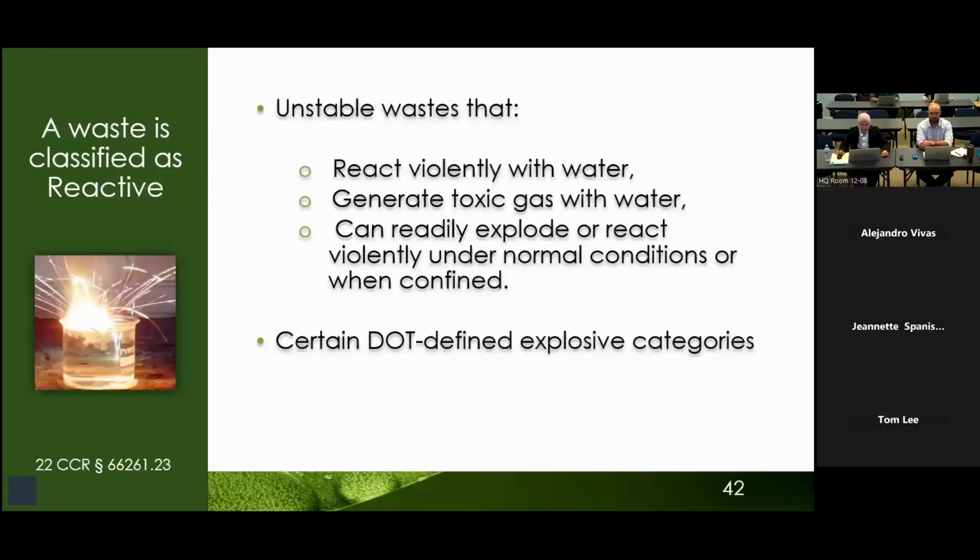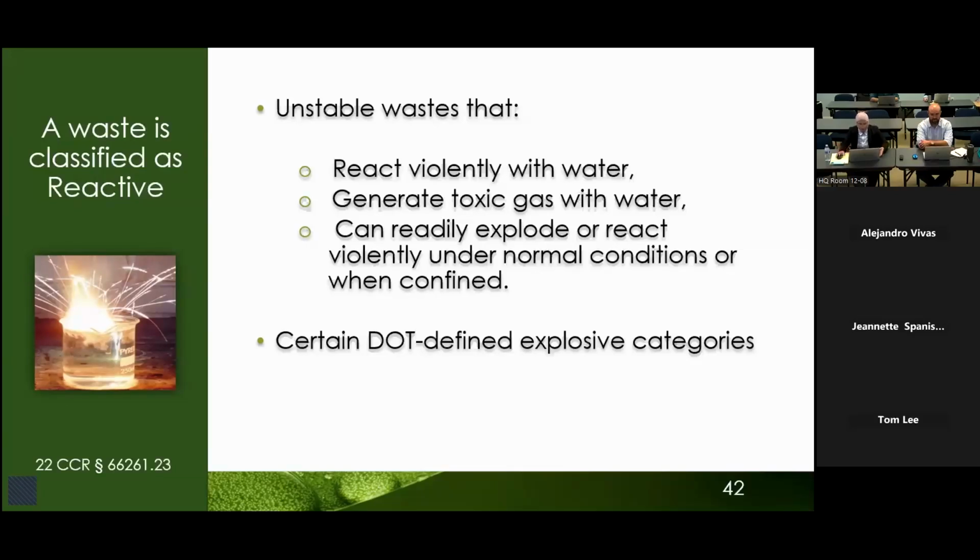Reactivity is about identifying waste that could explode, react violently, or release toxic gases under certain conditions. Managing reactive waste correctly is critical because if mishandled, it can lead to dangerous accidents. Some reactive wastes include cyanide or sulfide-bearing materials that can release toxic gases, explosive materials like munitions, and reactive chemicals like sodium metal, which can react dangerously with water.